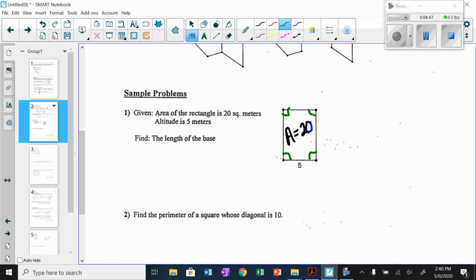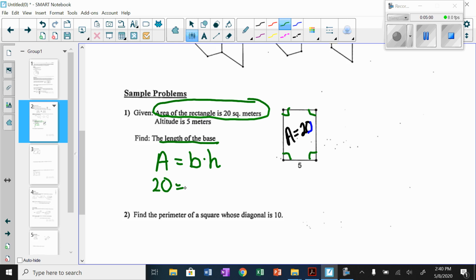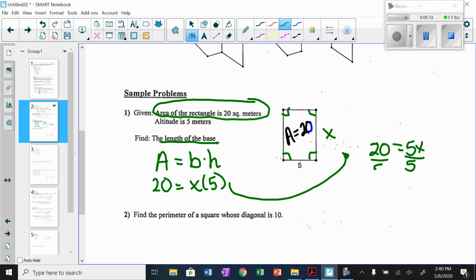But now be very careful. I'm giving you the area, and I'm asking you to find the length of the base. So the formula is area is equal to base times height. Well, my area is 20 square meters, my base, let's call it x, and my height is 5. Bring my work over here. We're going to have 20 is equal to 5x. Divide by 5 on both sides, and we're going to get x is equal to 4. And that's the length of the base.